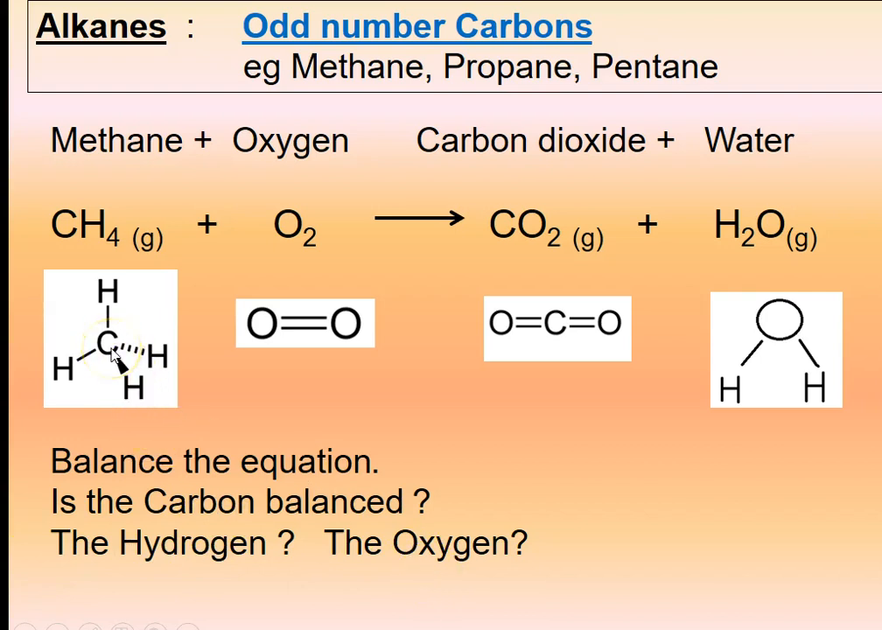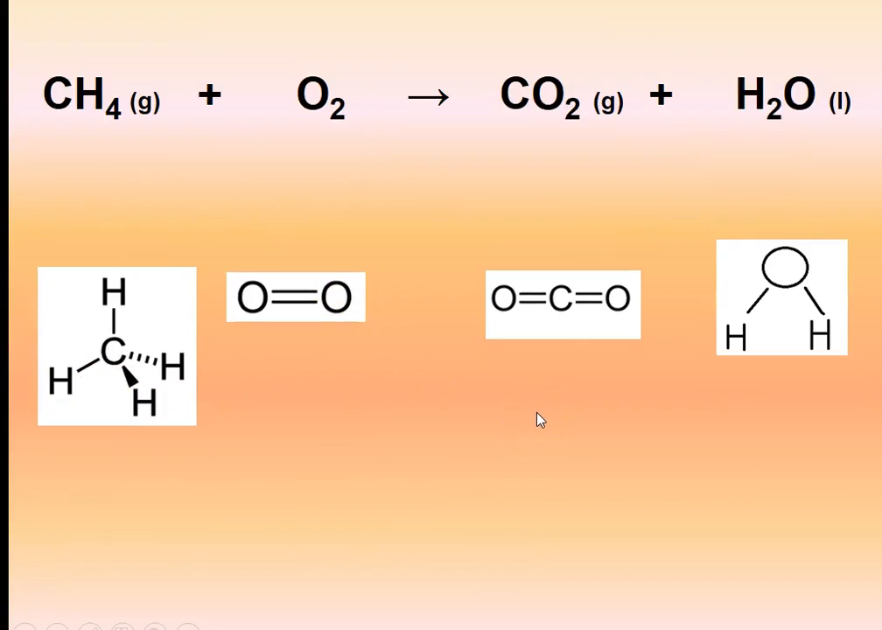So if we look, our methane has got 1 carbon and our carbon dioxide has got 1 carbon, so that's balanced already. But our methane has got 4 hydrogens and the water has got 2 hydrogens. So clearly when we break this methane molecule up with the oxygen, 2 of these hydrogens are going to get with the oxygen to make water, and the other 2 hydrogens are going to get with another oxygen to make another water molecule. So we need 2 water molecules. So we've balanced our carbons and hydrogens.